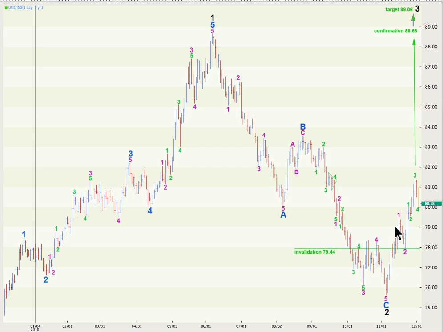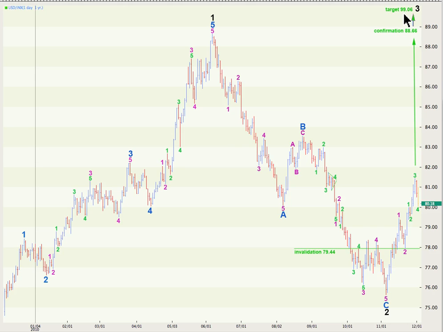We've had at minute or pink degree an end to a first wave and a second wave, and within pink wave 3 we've had an end to 1, 2, 3 and 4, just ending probably today, and then we'll have wave 5 green to the upside to end wave 3 pink. This wave count will be confirmed at the daily level with movement above 88.66 because wave 3 black must move beyond the end of wave 1.